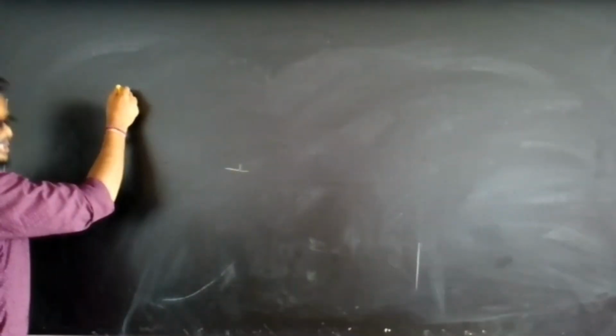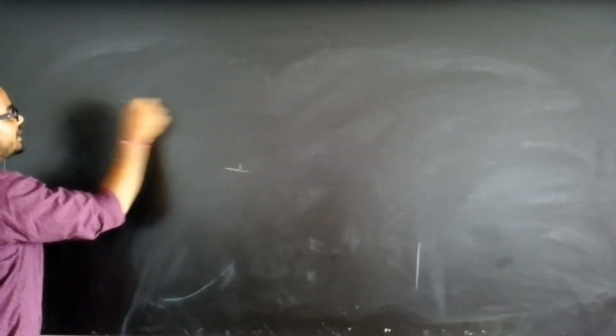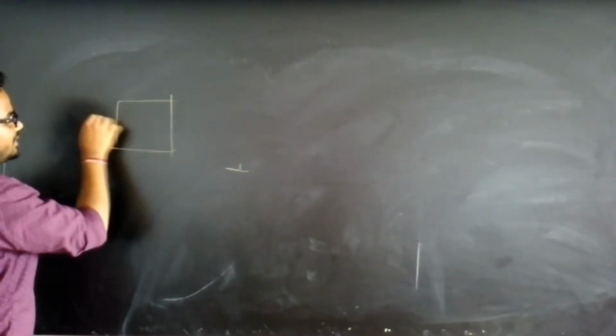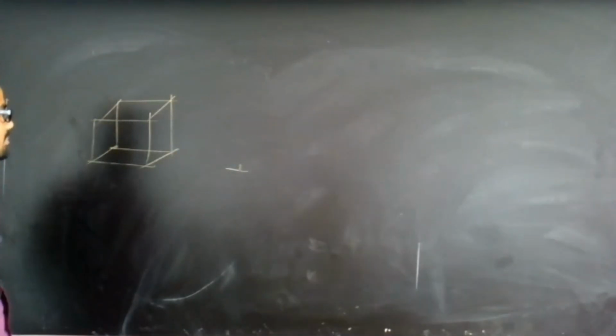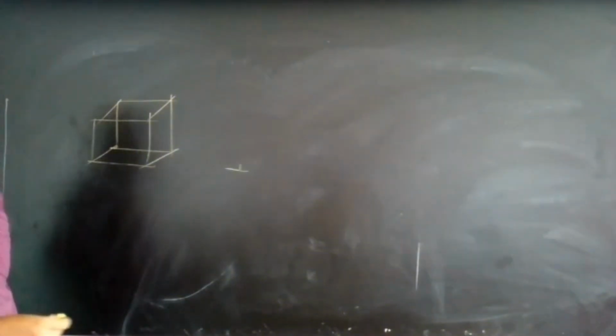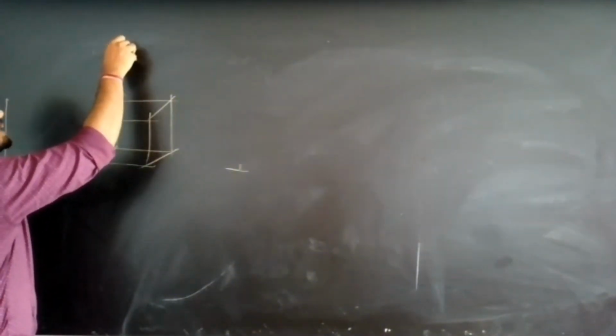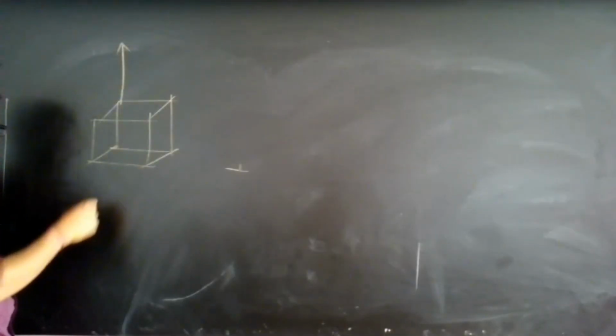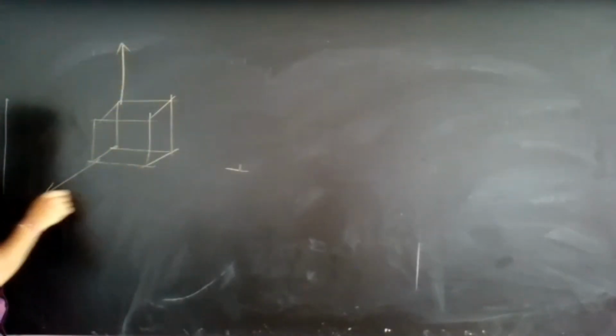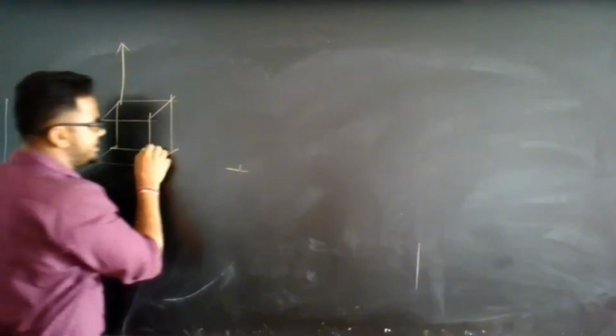In previous class, you have studied about this type of figure. What do we call that type of figure? It's a cube. Now, let me do one thing. I'll extend one side. I'll extend one more side. Even I'll extend this side also.